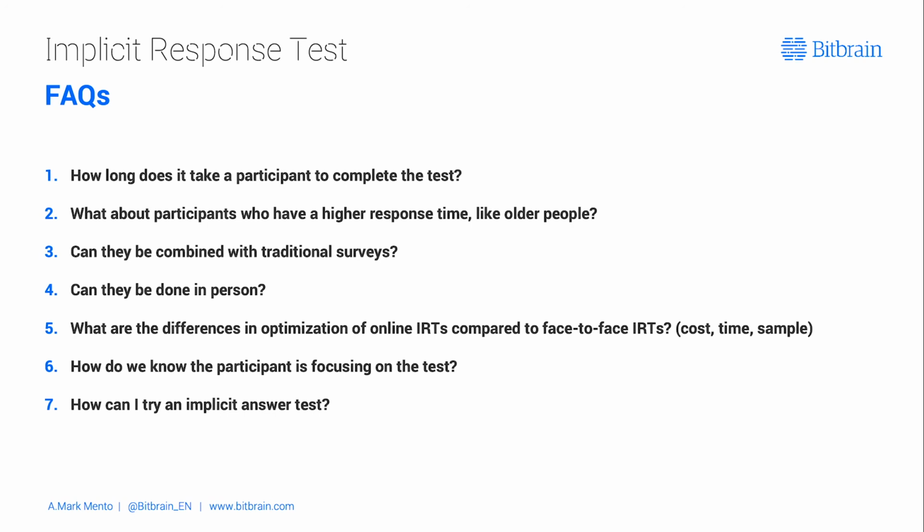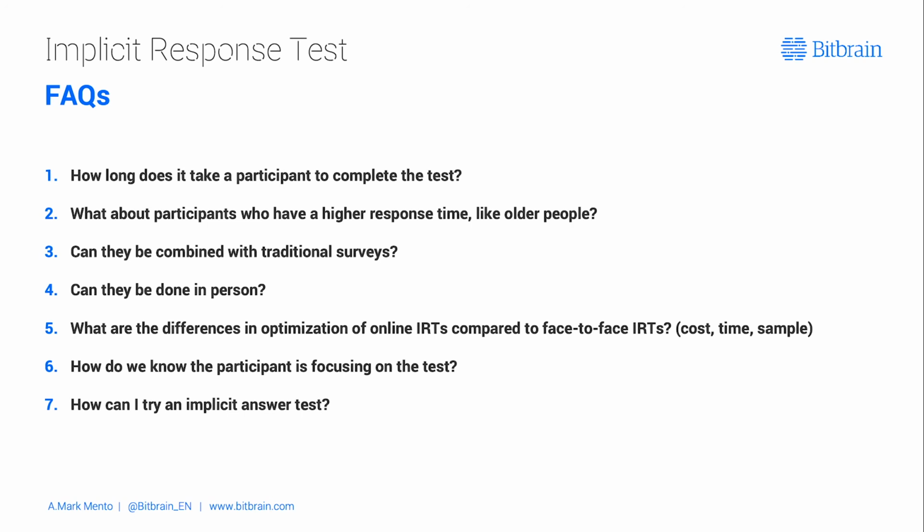Number two, what about participants that have a higher response time, like older individuals? To some extent, tests can be adapted to the participant population with some adaptations of the algorithm that they use. Number three, can they be combined with traditional surveys? Yes, that's actually pretty much recommended just to gain data on how the conscious and non conscious reactions might be different. You can link IRTs to questionnaires, focus group discussions, and all the more traditional ways of gaining conscious information.